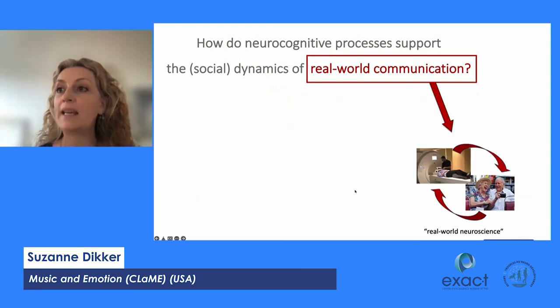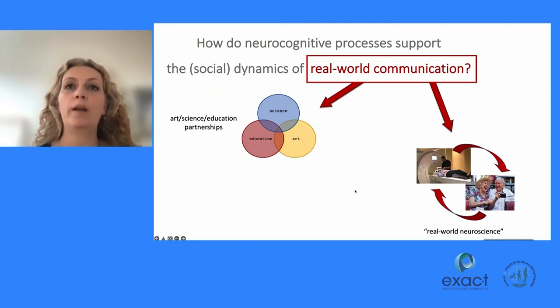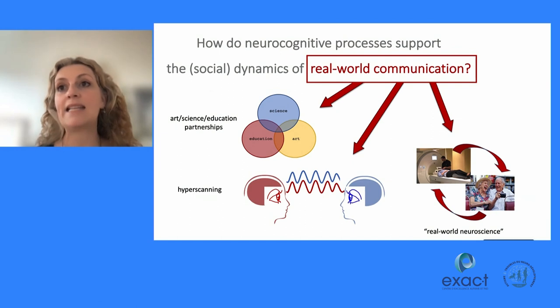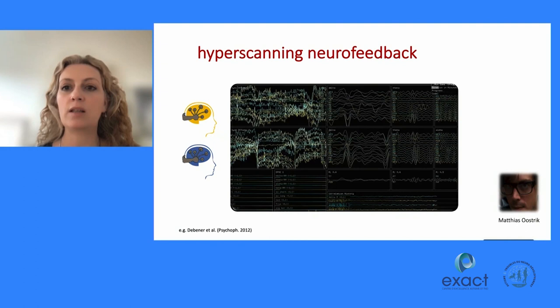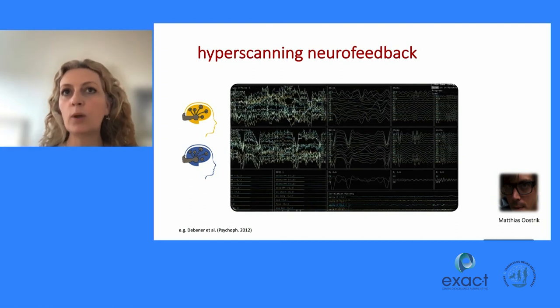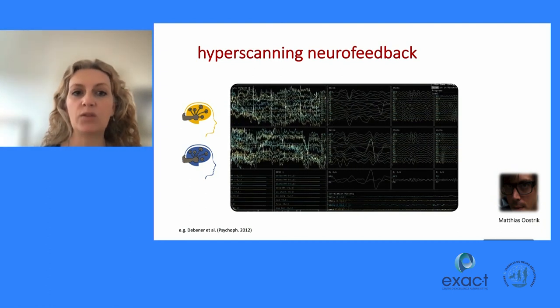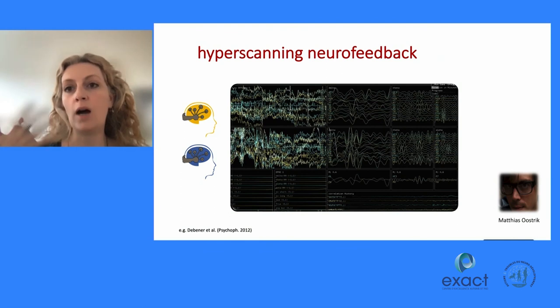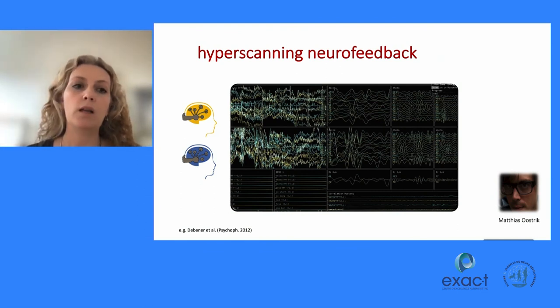And to make this dialogue possible, I work with partners, artists, scientists, and educators. And I use hyperscanning EEG, where we collect data from multiple people simultaneously during social interaction. My longtime collaborator Matthias Ostrich and I started this work about a decade ago, and we developed software that allowed us to record brain data from multiple people at the same time, and then translate that into any kind of audio or visual feedback that you might want. So I just wanted to give you some examples of the work that we've done.